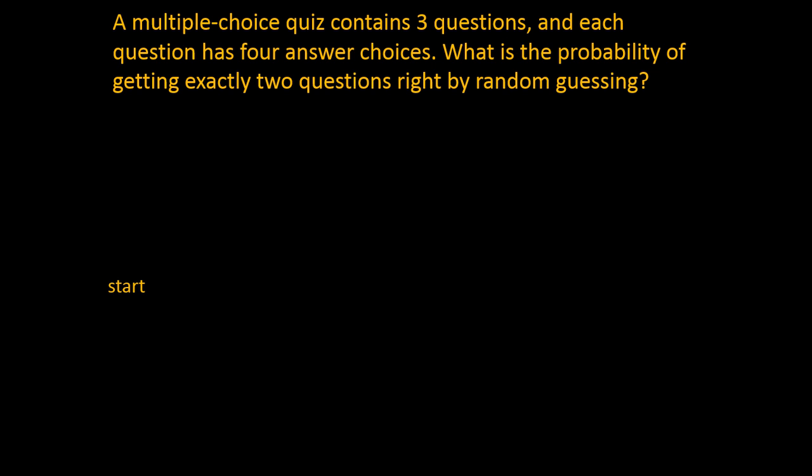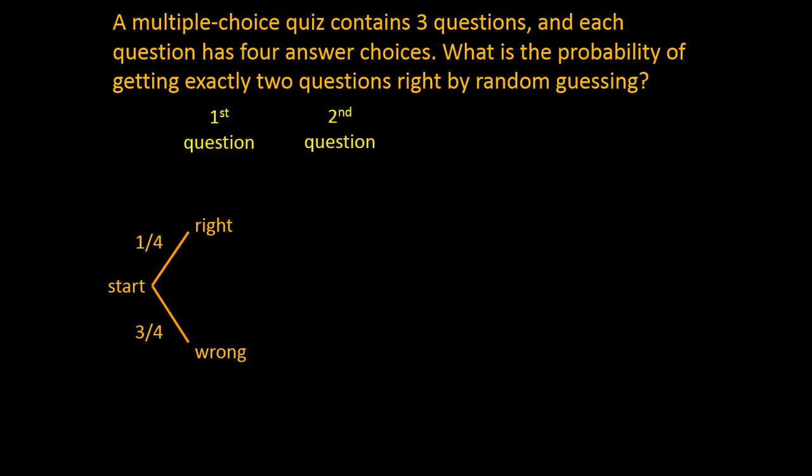So let's think about what a tree diagram would look like for this. We need to answer the first question, and the first question is either right or it's wrong. Now, if each question has 4 answer choices, that means that there's only one way we can get the first question right, and that's to answer in the 1 out of 4 ways that make it correct. So the probability that we get the first question right is 1/4, and the probability that we get the first question wrong is 3/4. There are 3 out of the 4 choices we can pick that are wrong answers.